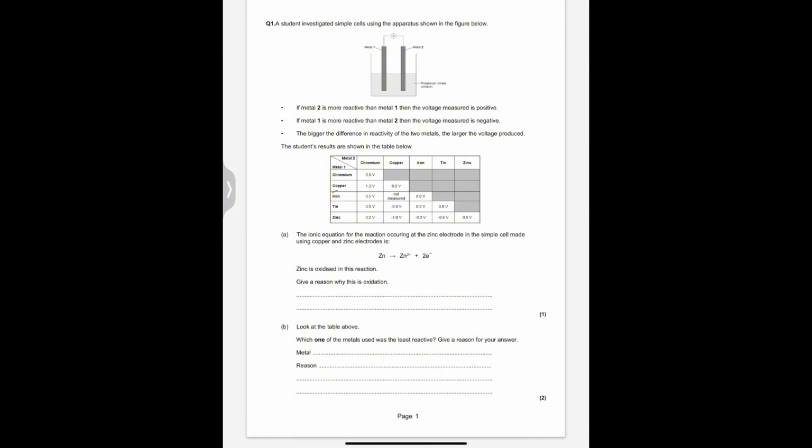A student investigated simple cells using the apparatus shown in the figure below. Now it's got 3 bullet points here that we need to make sure we read and understand. It says here, if metal 2 is more reactive than metal 1, then the voltage measured is positive. If metal 1 is more reactive than metal 2, then the voltage measured is going to be negative. The bigger the difference in reactivity of the two metals, the larger the voltage produced. The students' results are shown in the table below. So these are all the results. I'm going to zoom in a little bit.